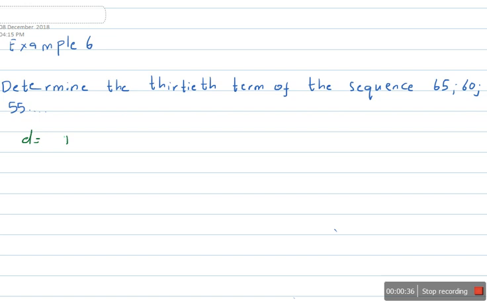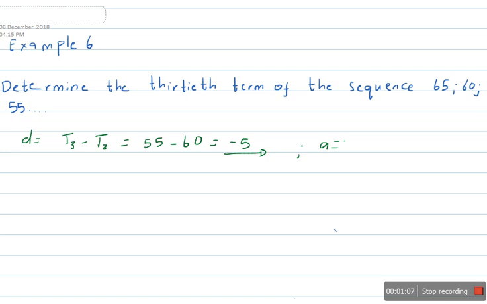So d, we know, is given by T3 minus T2. In this case, T3 is 55 minus T2, that is 60. So the answer is minus 5. You can also do T2 minus T1, which is going to be 5, and that's going to prove it is an arithmetic progression.